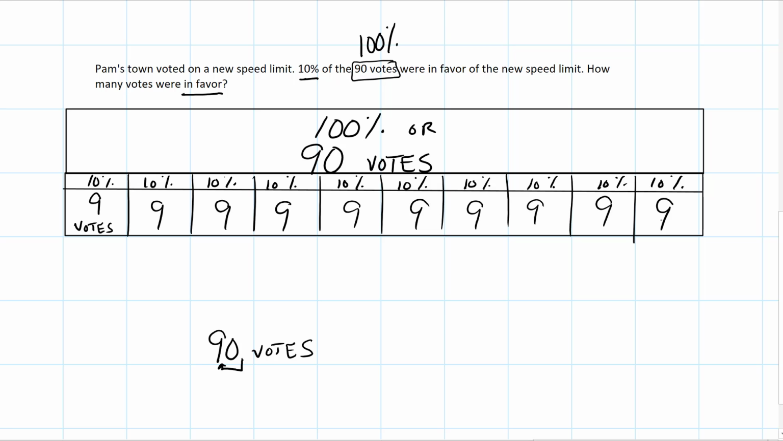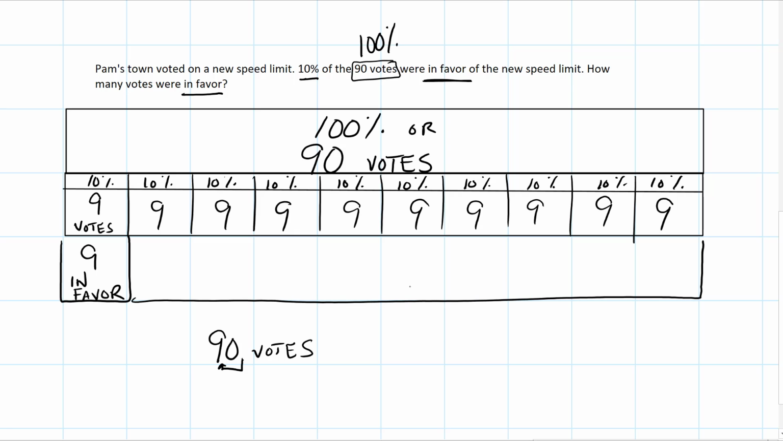And now we've answered actually 2 questions. The question starts off saying Pamstown voted on a new speed limit. 10% of the 90 votes were in favor of the new speed limit. So 10% is 1 box. So that's 9 votes in favor. And that's leaving 90% not in favor. And it's important to label what we have so that whatever question they're asking you, we can answer it. 9 times 9 boxes that we have here is 81 votes were not in favor.